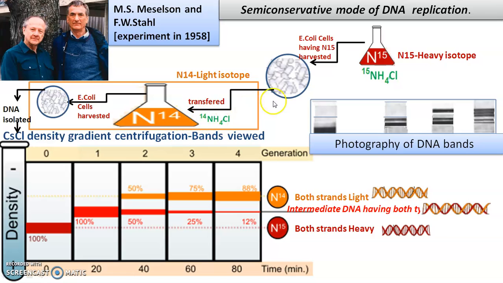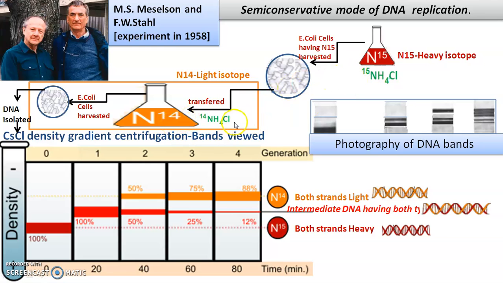Here you have to write 14. What was the source of nitrogen before starting the experiment, to have all the cells with heavy isotope? That was NH4Cl with isotope 15. So they transferred the E. coli cells to N14. Their experiment starts here, with E. coli cells cultured in NH4Cl with the lighter isotope of nitrogen.